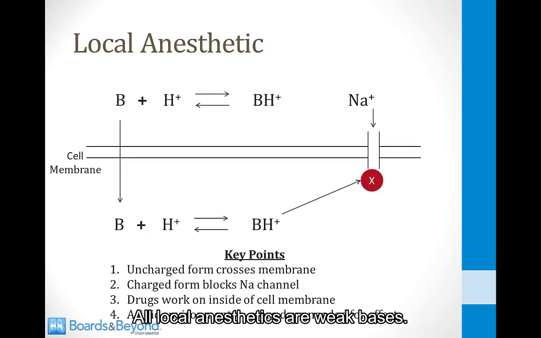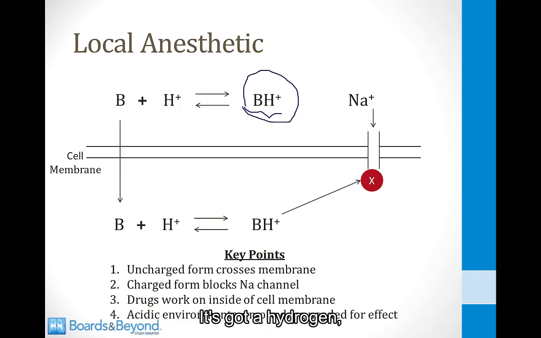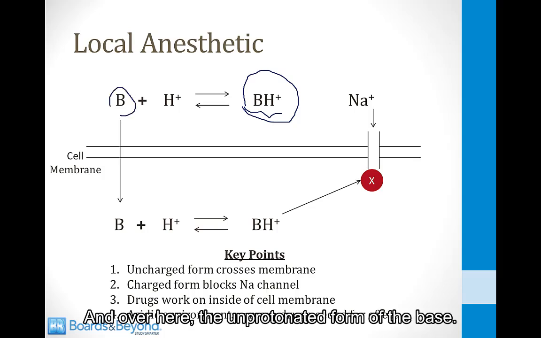All local anesthetics are weak bases. So what does that mean? A base is a chemical compound that likes to accept a hydrogen molecule. So this is a base right here bound to a hydrogen molecule. But in the bloodstream, there's an equilibrium between what's called the protonated form, over here, it's got a hydrogen, which is a proton attached to it, and over here, the unprotonated form of the base.